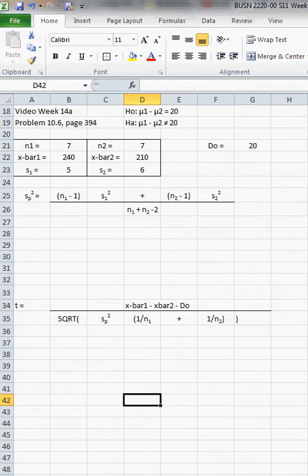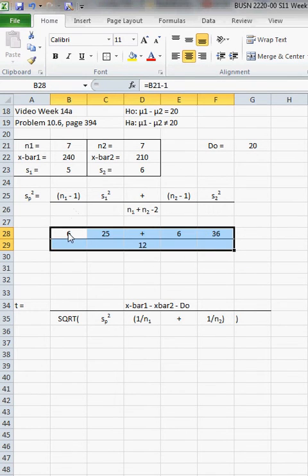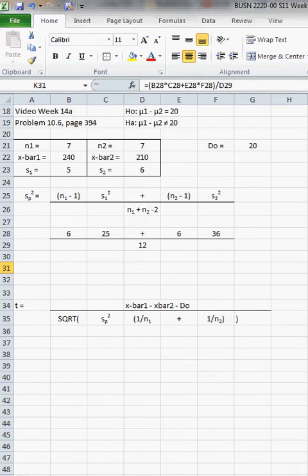Okay, let's plug in some numbers. I'm not going to plug them in; I've already done the arithmetic. So n1 minus 1 is 6. S1 squared, 5 squared, is 25. We add to that n2 minus 1, which is 6, times 6 squared, which is 36. Divide the whole mess by 7 plus 7 is 14 minus 2, which is 12, right? And what do we get? We get 30.5. There's the formula up here in the formula bar if you're interested.